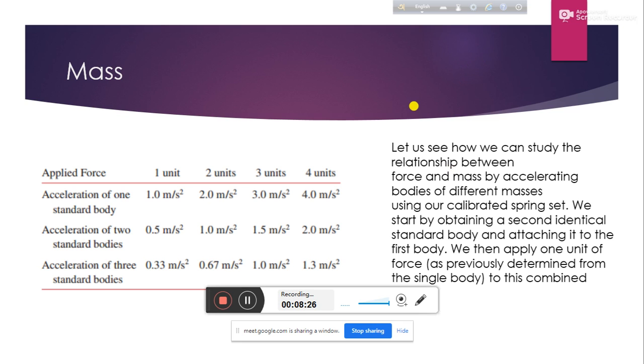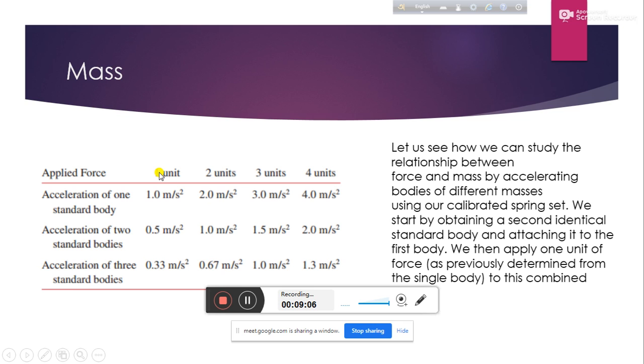Now we will do an experiment right now. What will be the experiment? Initially we have taken one standard body that we had already defined, which is easily identifiable and reproducible. You can assume that it is a block made of steel. That block we have taken, and initially we already have a calibrated spring.